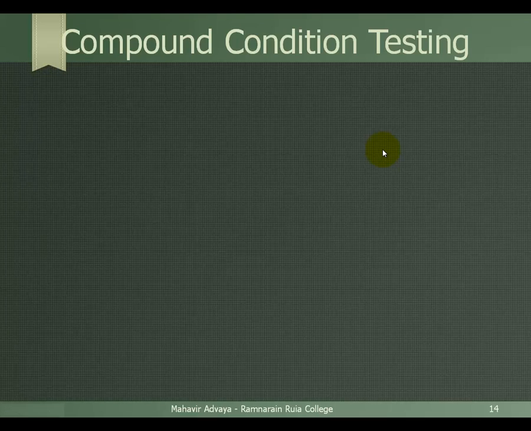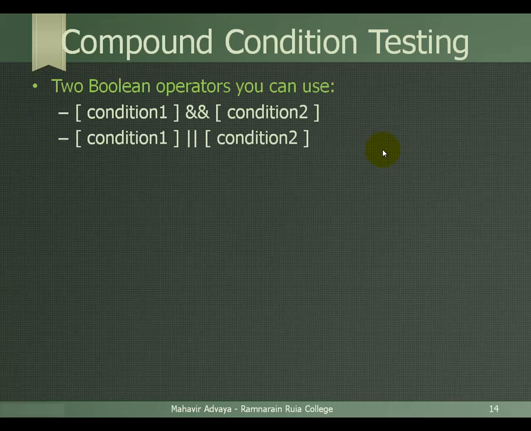Now in some cases you may have to use two conditions. In if you may have to check for two conditions. So here we require some compound condition testing. So this is same as what we do in C and Java. So condition, ampersand ampersand for the AND condition and OR condition, two pipes. So the use is same as what we do in C and Java. The only difference here is you have to specify the conditions in square brackets.